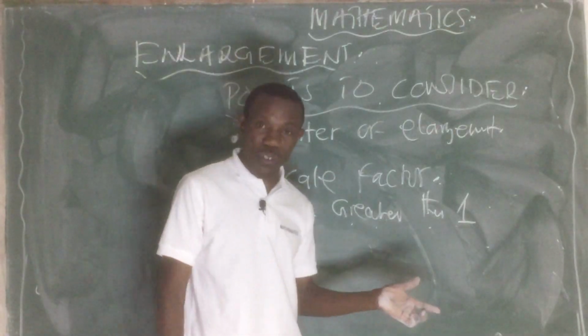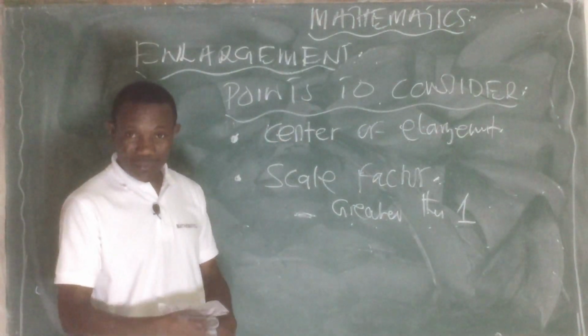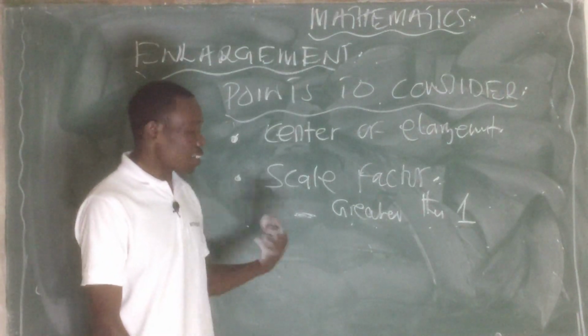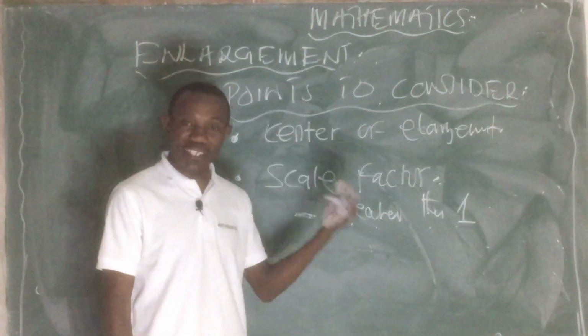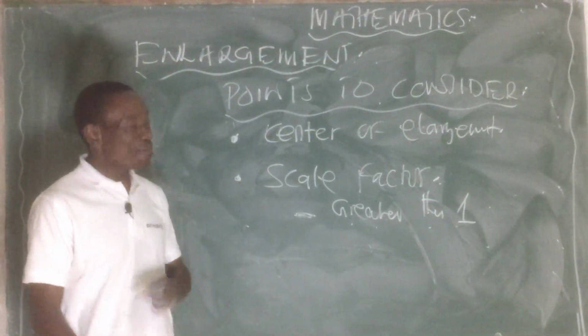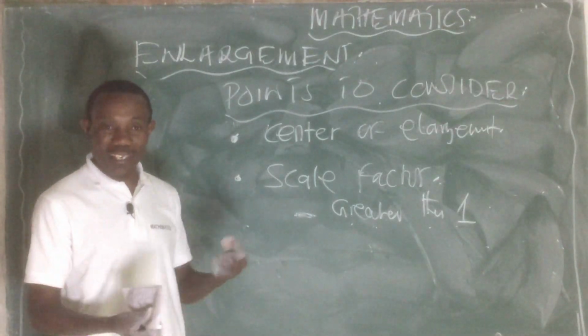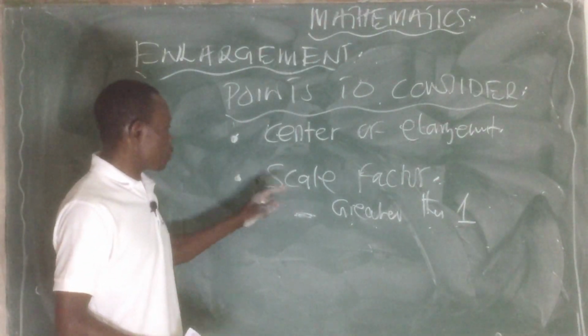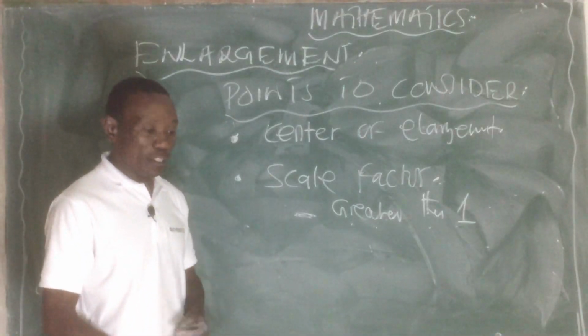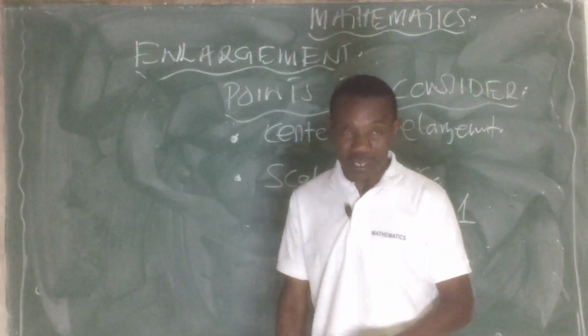But if you talk of a 2, it means that something is doubled. You are doubling the size. 3, it means something is what? Tripled. Half, you talk of something being reduced. But 1, it means the object is the same. It means enlargement is not done. So whatever we should expect about scale factor is either to have a scale factor that is above 1 or below 1.